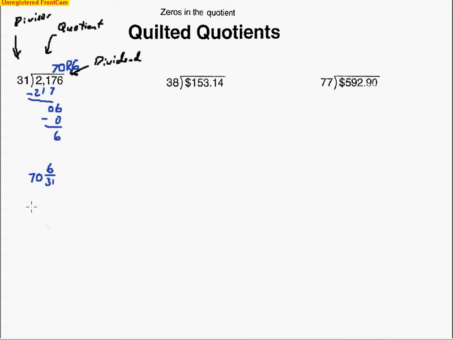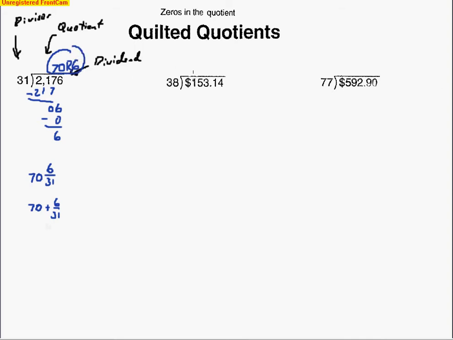And basically all a mixed number is, it's the whole number, 70, plus the fraction. And the fraction is 6/31. So whatever number the divisor is, that goes in the place for the denominator. The numerator is the remainder. And so this is the answer that you're looking for on this sheet.